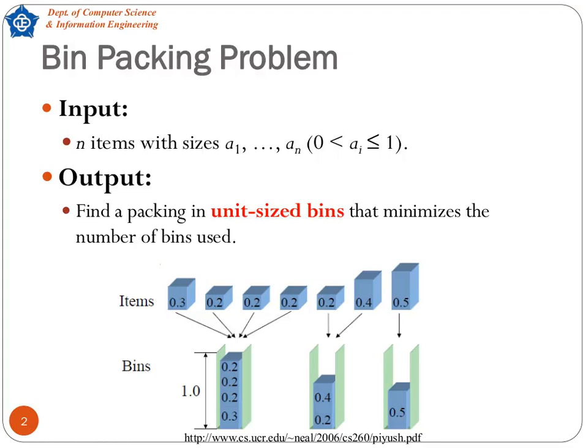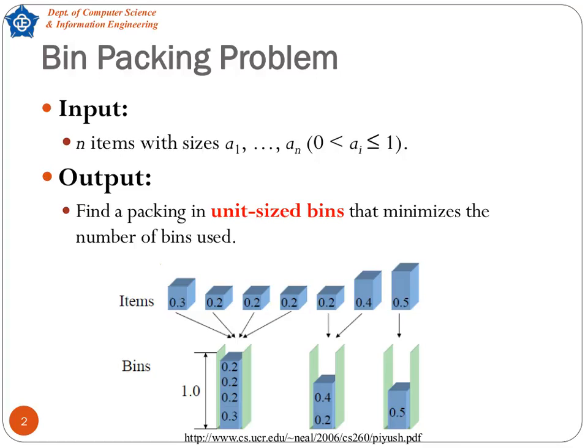At the top, we have our set of items, shown as blue boxes, with various sizes such as 0.3, 0.2, 0.2, 0.2, 0.2, 0.4, and 0.5. The arrows then illustrate how these items are carefully packed into our bins, which are the green vertical containers located at the bottom. Let's look at the first bin.